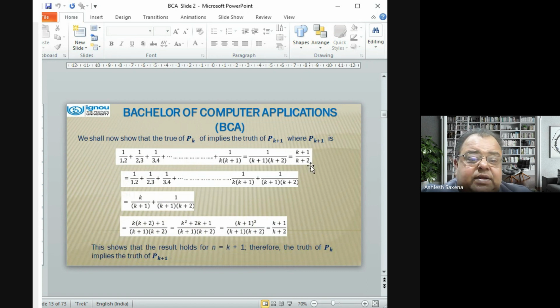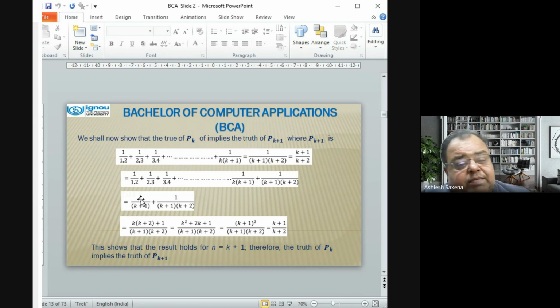Leave it, pick this up. You have the value of this part. This part value is k upon k plus 1. Solve it. Take the LCM. The maximum part will come as the LCM. When you divide this by this, you will be left with k plus 2.